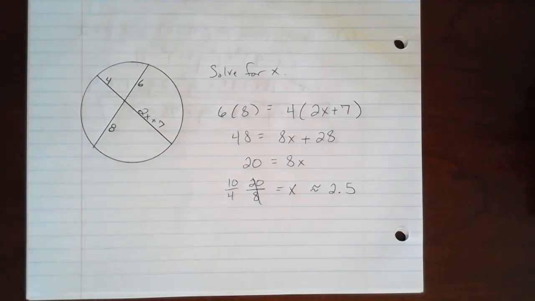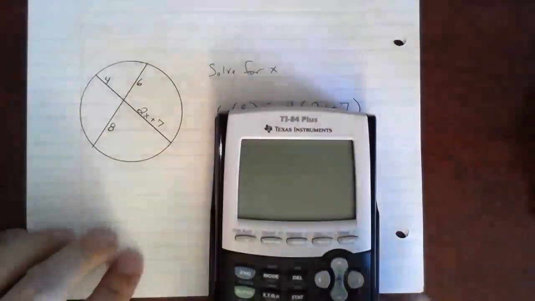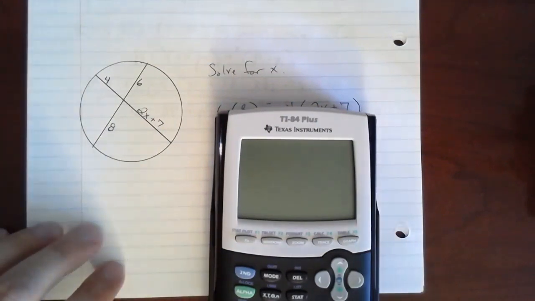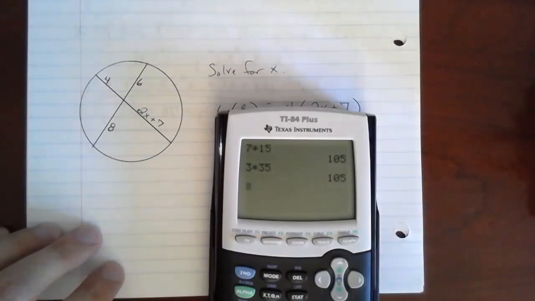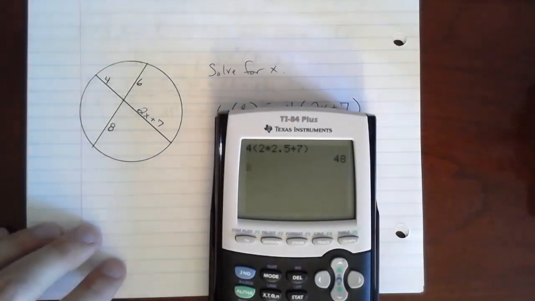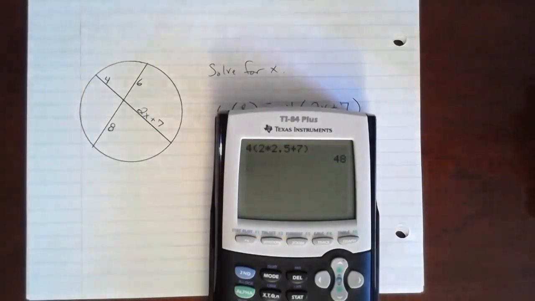The best thing you can do here, if you're worried about whether you've done this correctly, is just test this out. We already know 6 times 8 is going to be 48, but what we want to do then is something like this. Now it helps if I turn on the calculator. So 4 times 2 times x, now we found x to be 2.5, plus 7, we said that this should also equal 48, and there you have it, it does. So it's very easy to check yourself on a problem like this.